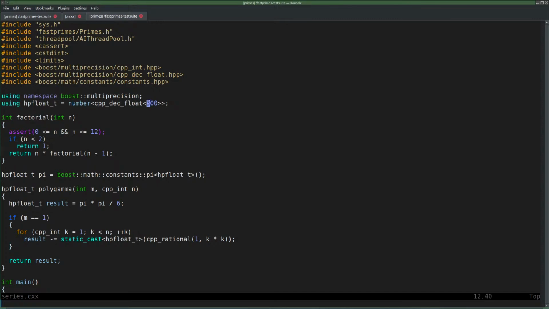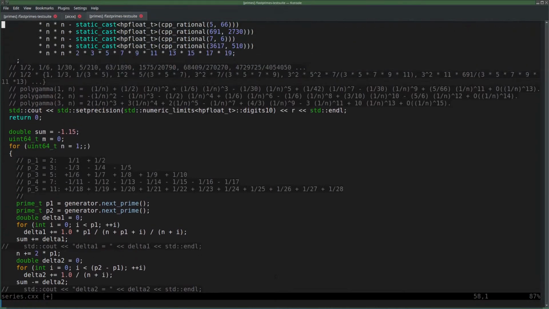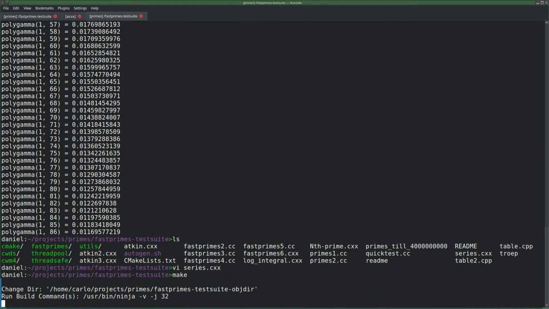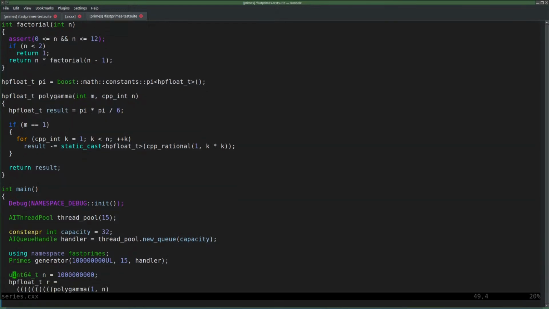I think that maybe the 200 digits is still enough. And the problem was more that the n is too small. This was pretty fast. I can run this. Oh no, I changed it already. So the n was a million.